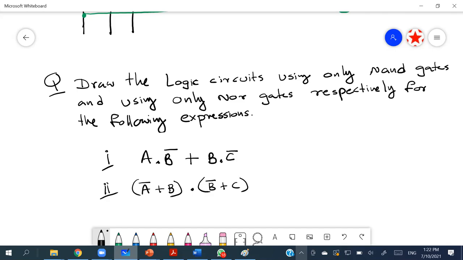So, make a plus again. Is it going to be the same? No. Is it going to be the same?